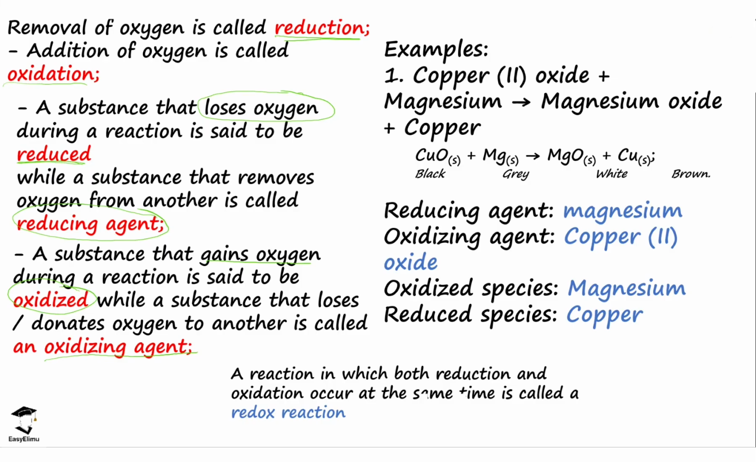A reaction where both oxidation and reduction are occurring at the same time, we usually call a redox reaction. So all the reactions we were discussing previously in the examples are all redox reactions. So let's look at one question to solidify what we have been learning.